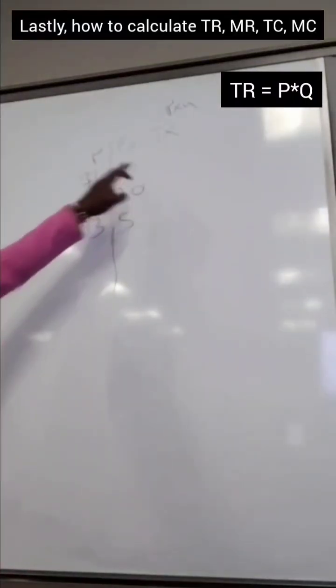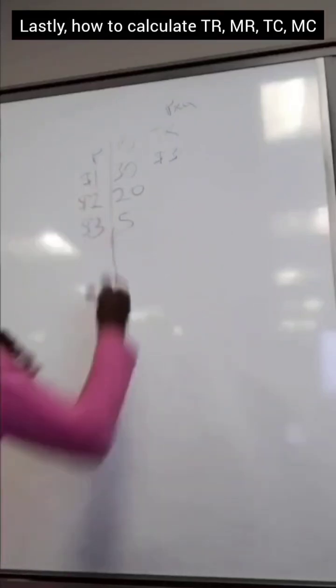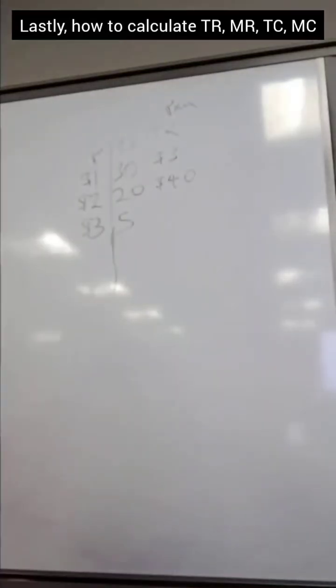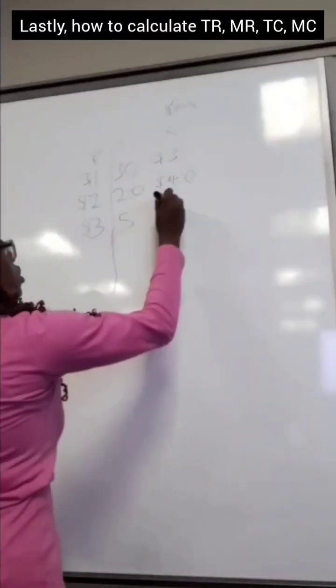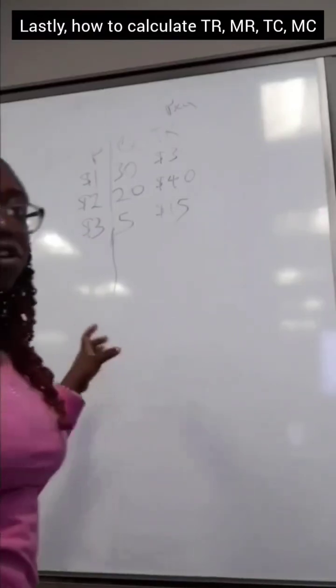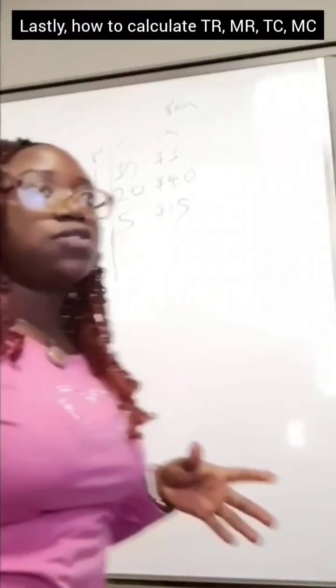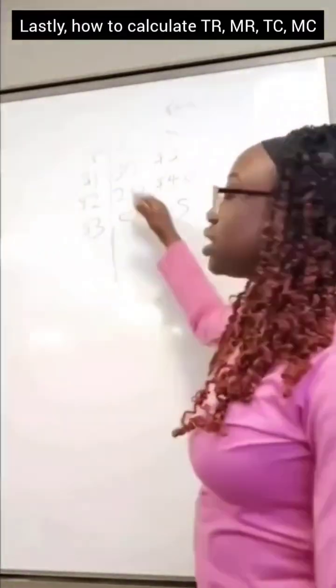So $1 times 30 units sold gives you a total revenue of $30. $2 times 20 units sold gives you a total revenue of $40. And $3 times 5 units sold gives you a total of $15, right? So you can see this is a very elastic good, because it follows the law of demand: the higher the price, the lower the quantity demanded.